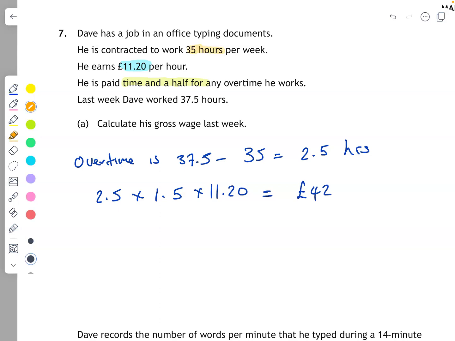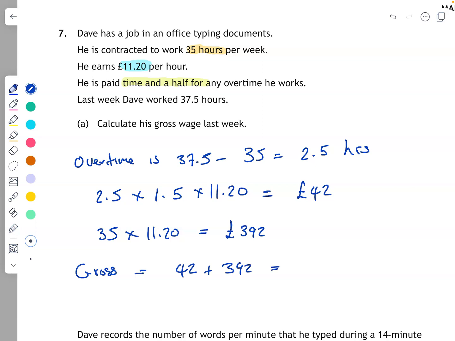So the 35 hours at £11.20. So now we're going to do 35 times £11.20, which equals 392. So the gross weekly wage that he got for last week is equal to 42 plus 392, which is £434. That's his gross wage.